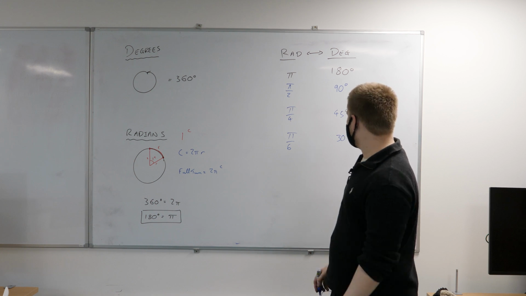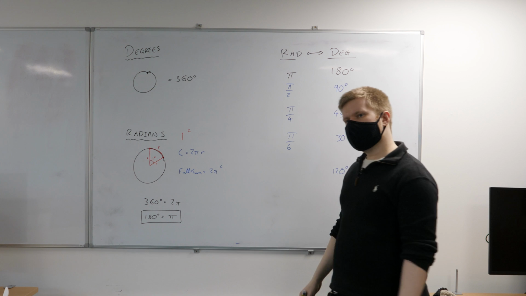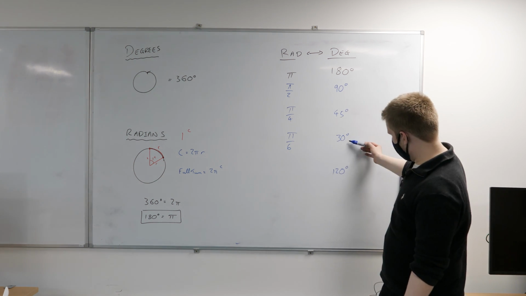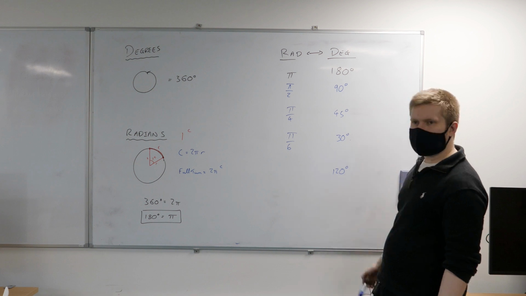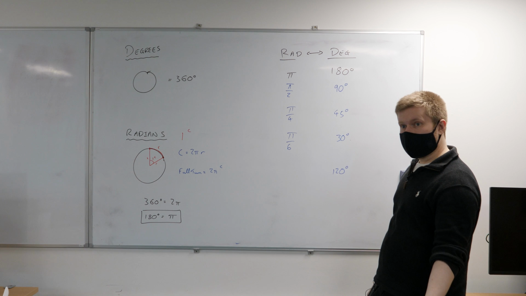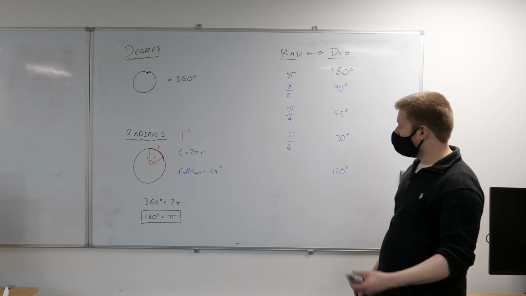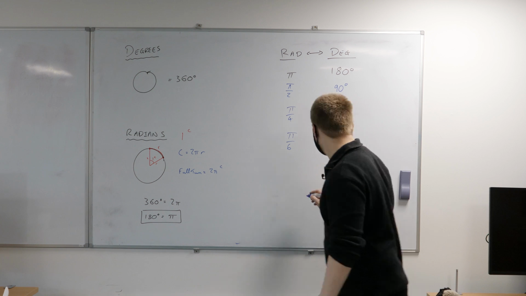What about, I don't know, what about 120 degrees? Well look, we've just said that 30 degrees is pi by 6. What are we going to have to do to 30 to get to 120? Multiply by 4. Aren't we? So it's going to be 4 pi by 6, which we can simplify to 2 pi by 3.